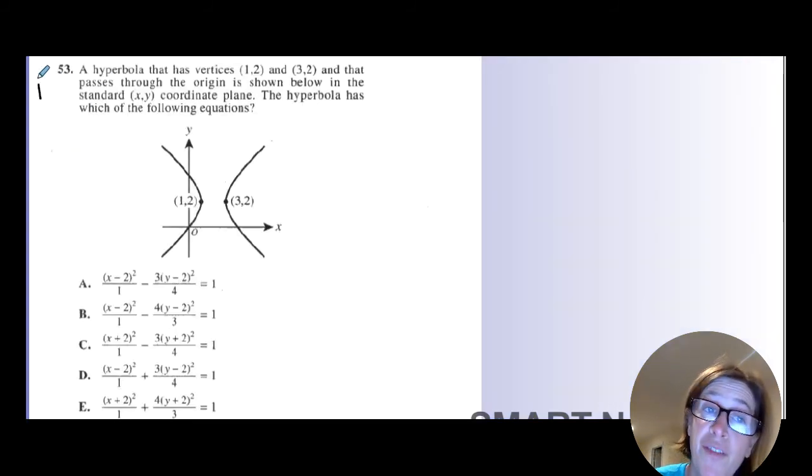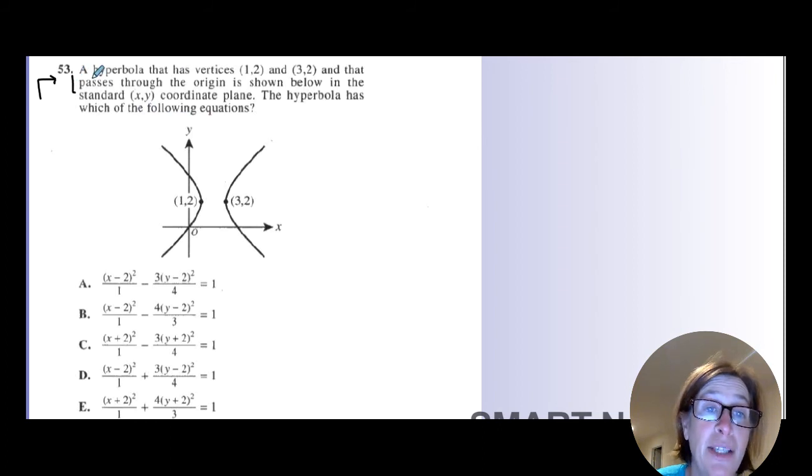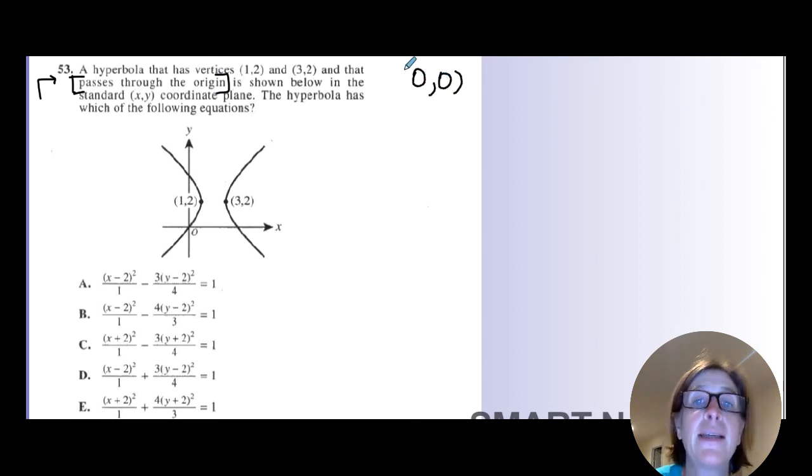It's question number 53 on the ACT, so you know it's going to be a harder level. But this is really just content knowledge. A hyperbola has vertices (1, 2) and (3, 2), and passes through the origin, as shown below in the standard coordinate plane. The fact that it tells me it passes through the origin is always going to be important. Always consider that. That means that the point (0, 0) is on the graph, and no matter what the question reads, you always have to think about that.